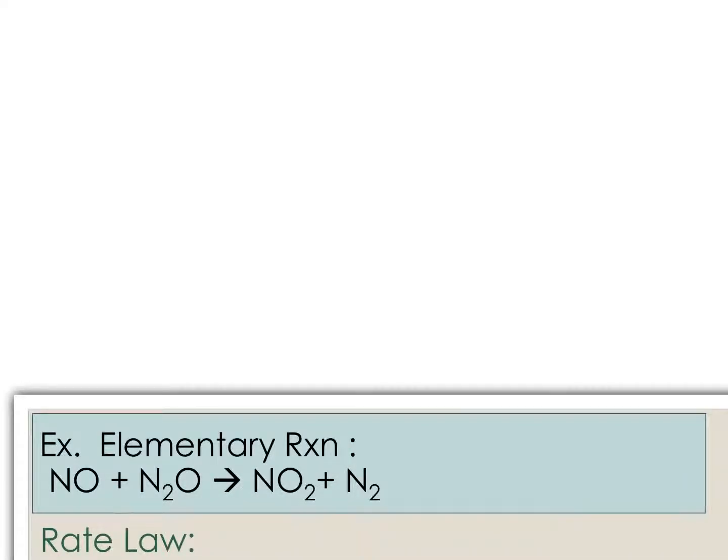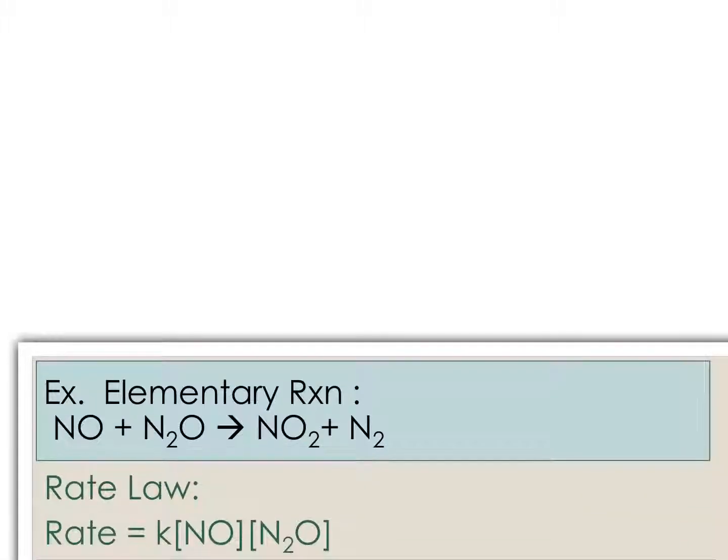So let's apply this. If we write our rate law from an elementary reaction, all you do is you look at your reactants. Okay, my reactants are NO and N2O, and the order comes from their coefficient. So write it now. So for this case, we'd get rate equals k[NO][N2O]. If I had had a coefficient of 2 here, then I would have put an order of 2 here.